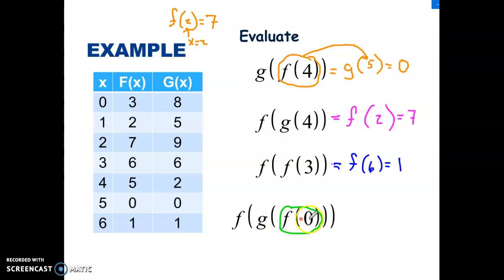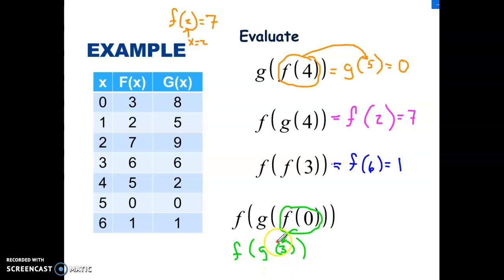And I'm asking myself, okay, what is f of 0? What's the output for the f function when x is 0? So I got x is 0. I'm looking at the f function. My output is 3. So then I would have a new write-up, and this would be my new write-up. So all I did was, where I saw an f of 0, I put what its output is, so that's where that piece is coming from right there.